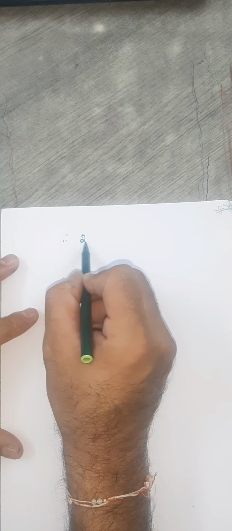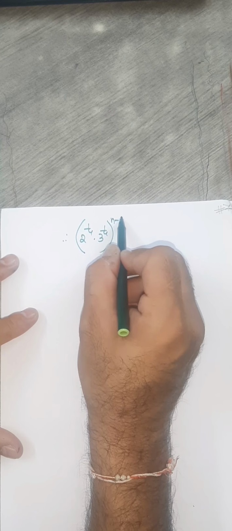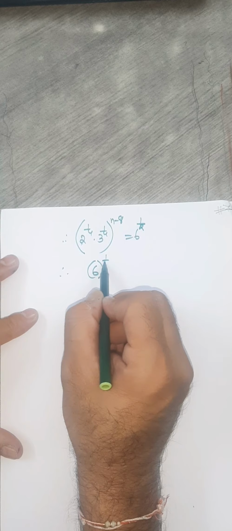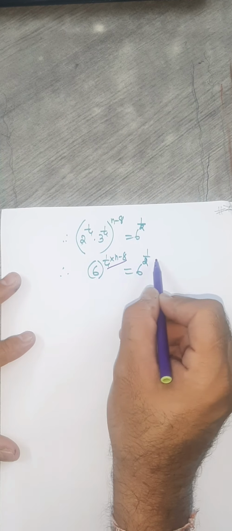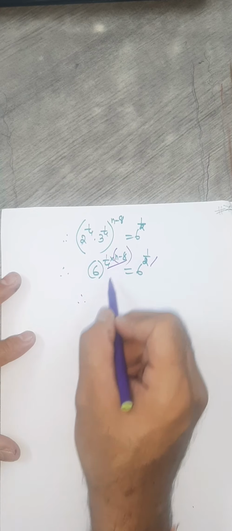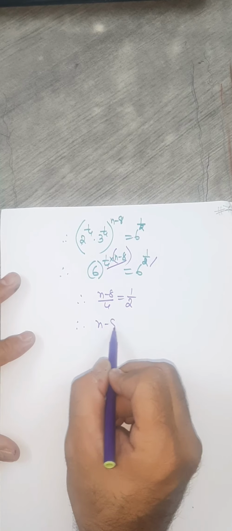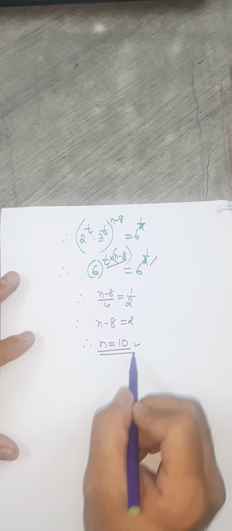I'll take this one in the numerator, so you'll get 2 raised to 1 by 4 into 3 raised to 1 by 4, the whole raised to n minus 8 equals 6 raised to 1 by 2. So you have 2 into 3, 6 raised to 1 by 4 into n minus 8, equals 6 raised to 1 by 2. Both the bases are same, so you can just compare the powers. So (n minus 8) by 4 equals 1 by 2. So n minus 8 equals 2, and therefore n equals 10. That's the required value.